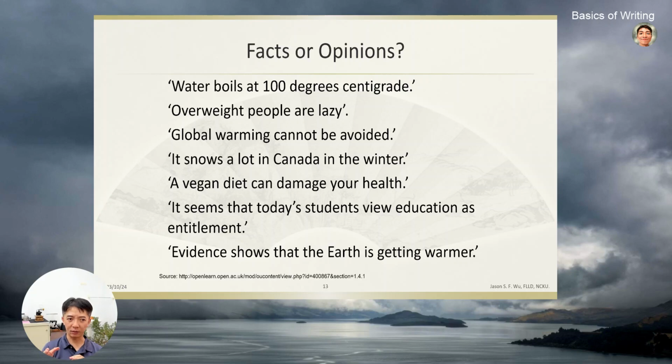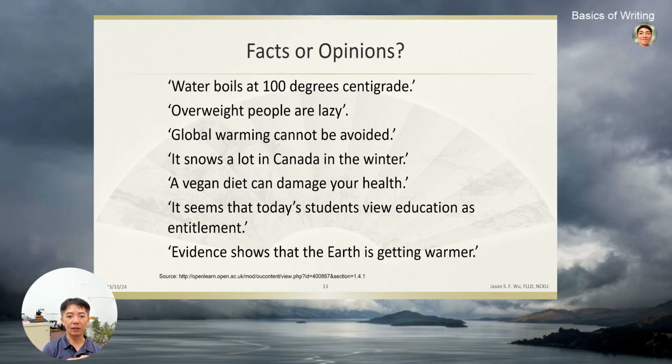Take a look at this. Let's start with number 3. Global warming cannot be avoided. This is a fact or opinion? It's an opinion, "cannot", right? It snows a lot in Canada in winter. It snows, so this is a fact. Okay. A vegan diet can damage your health. So "can damage your health" is actually an opinion.